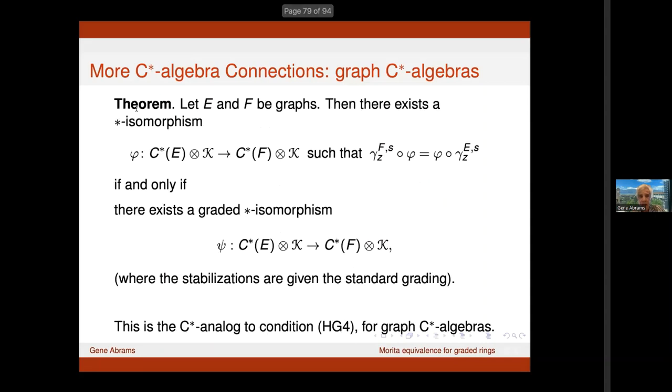And the theorem is this: if you take two graphs, then there's a star isomorphism between the stabilizations that's compatible with the appropriate action if and only if there's a graded star isomorphism between the given stabilizations. Okay, so this is the C star analog of condition HG4.